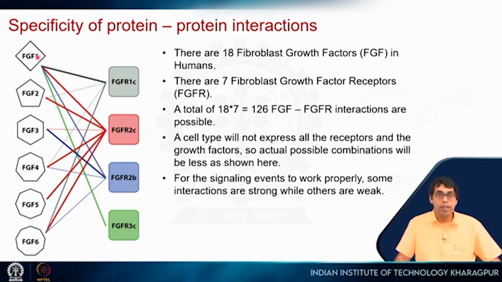On the other hand, if we look at FGF1, you can see that it is interacting with 1C, 2C, 2B and 3C. It means that FGF1 is not very specific with respect to these 4 receptors. It is the combination of all these interactions, where there are some very strong specific interactions, that will determine the overall fate of signaling that is transmitted inside the cell. You can pause the video and look at it carefully. You will see that there are some interactions which are absent and some which are very strong.